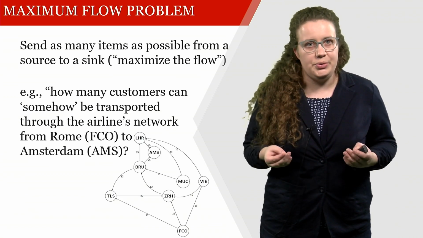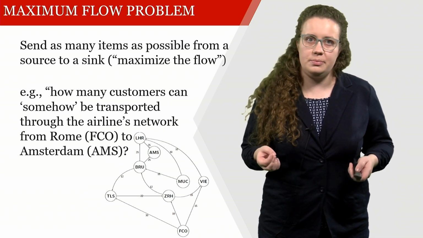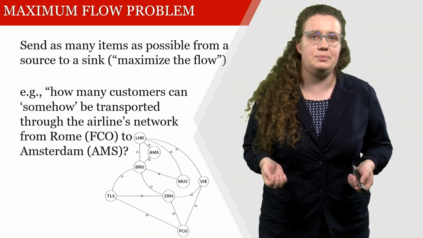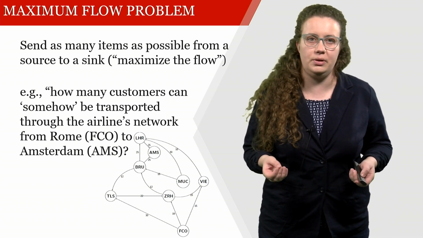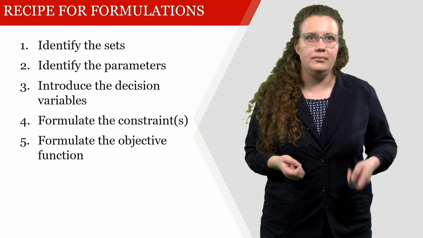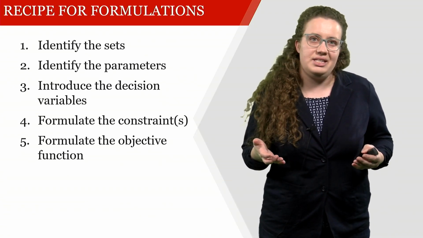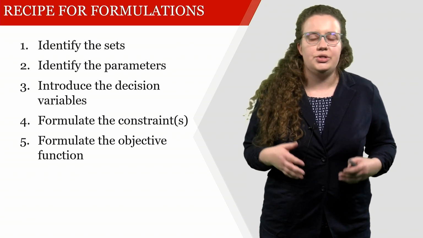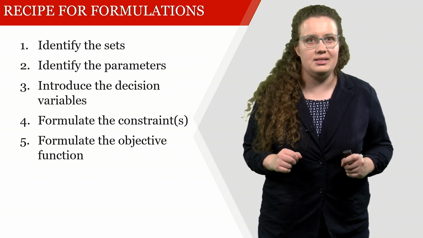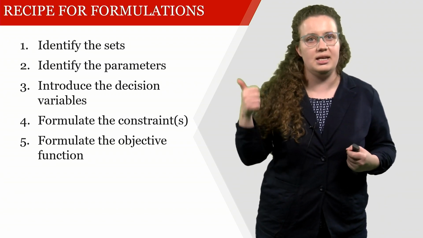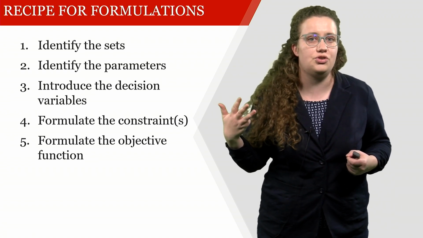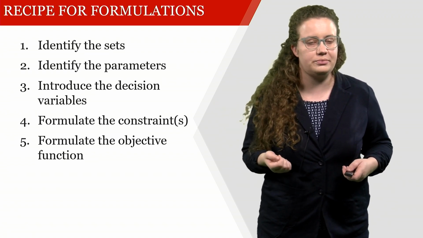So what we want to do is send as many items as possible from a source to a sink. In the context of TUI Airlines, this means sending as many people as possible from Rome to Amsterdam through this network. Now we want to model this as a mathematical model. So we're looking into the recipe for formulations, which tells us: first identify the sets, then identify the parameters, identify the decision variables, formulate the constraints, and formulate the objective function.